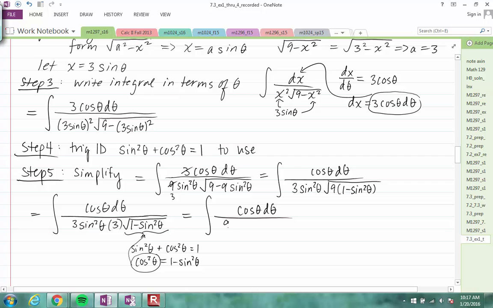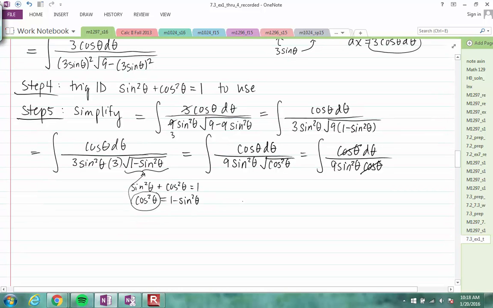Now what we got is, I'll put a 9 out front, sine squared, and again I'll do the overkill on the work here to start out. The square and square root undo each other, so now we have cosine theta over 9 sine squared theta times just cosine. Pair of cosines cancel, and now what we have is the integral, I can pull the 1/9 out even, of d theta over sine squared.